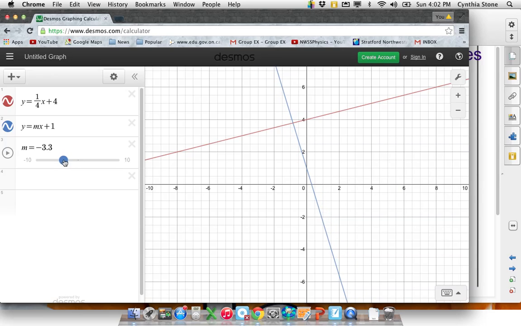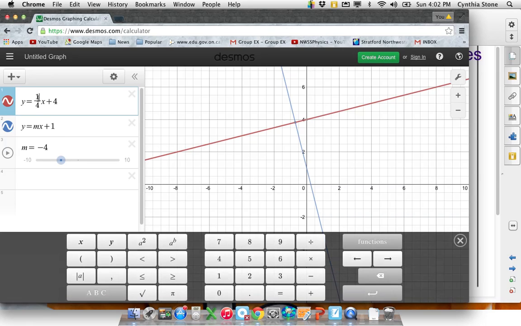That's close. That's really close. That's perpendicular right there. That's a right angle. Okay, so 1/4 to -4. How about this? The only thing I wish is that Desmos showed fractions, but it doesn't.